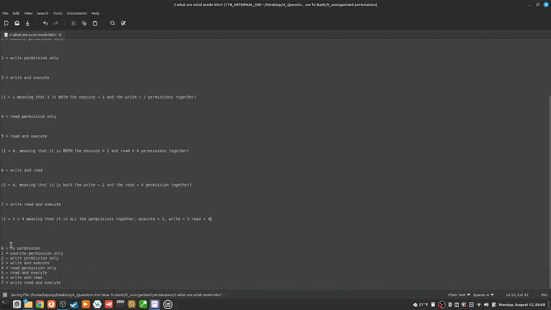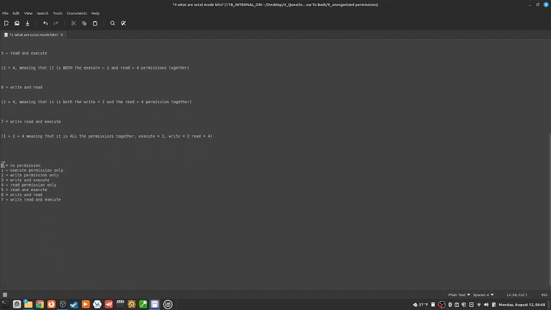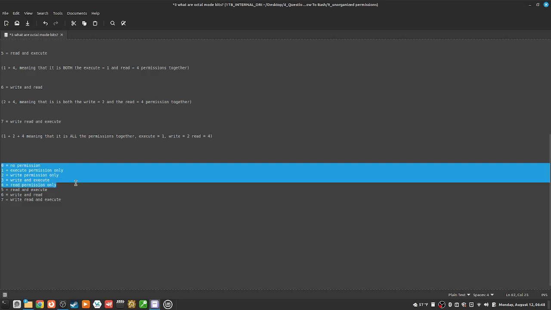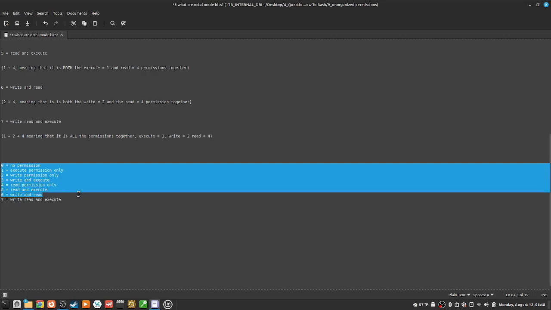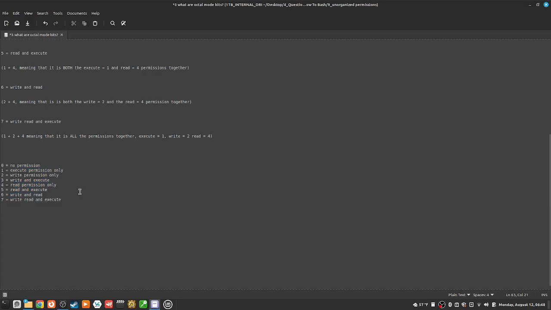So to sum up, here's the little graph. 0 equals no permission, 1 equals execute permission only, 2 equals write permission only, 3 equals write and execute, 4 equals read permission only, 5 equals read and execute, 6 equals read and write, and then 7 equals read, write, and execute.